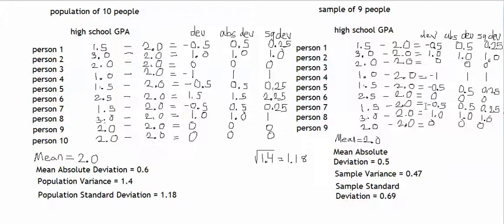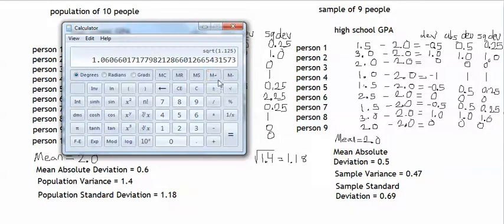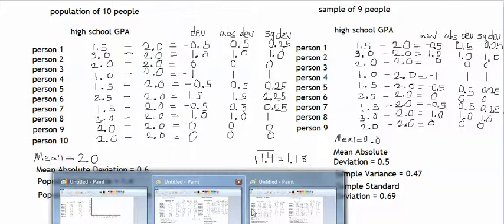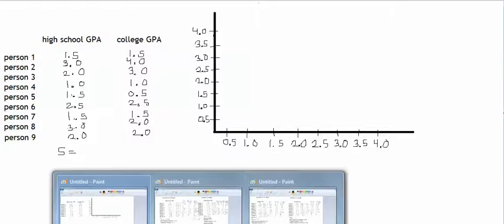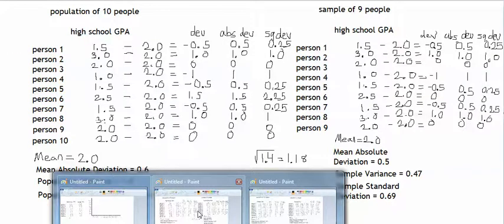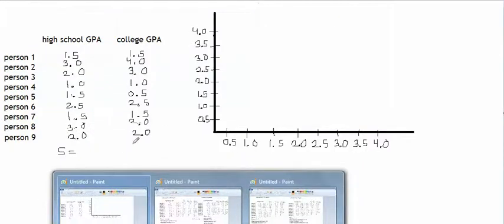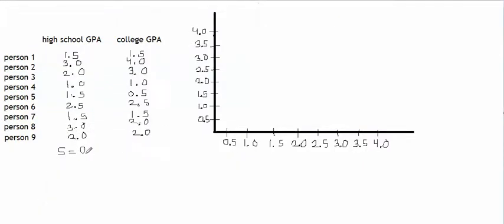for high school GPA. The standard deviation of the sample came out to 0.69. That was the square root of our sample variance of 0.47. Let's put that down here. Let's say that the sample standard deviation equals, well, what did it equal? About 0.69. We'll round it to 2 places for right now.